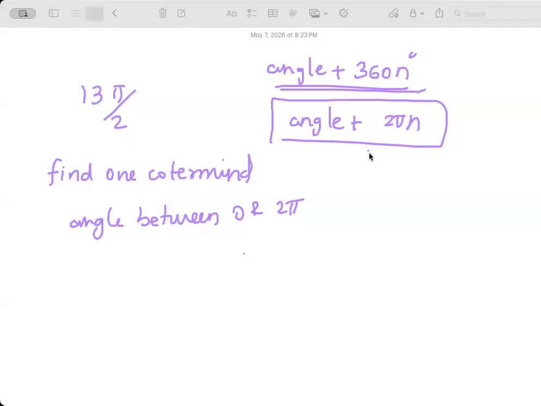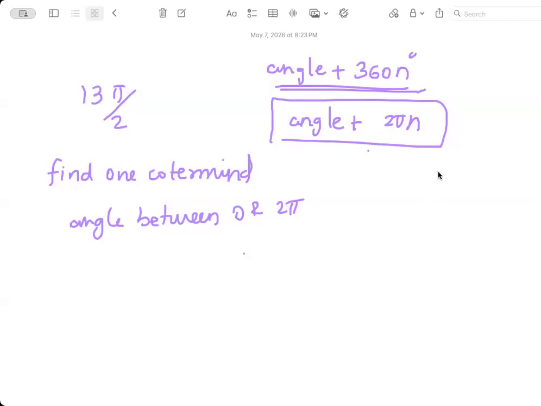Akshata, I don't know whether that's right. Let me check. 13 pi by 2 I gave you. Find one coterminal angle, I said. Oh wow, good job, Akshada. Anisha, just one coterminal angle we need. Yeah, definitely, Rishad. Yes, Anisha, that's right. Okay.